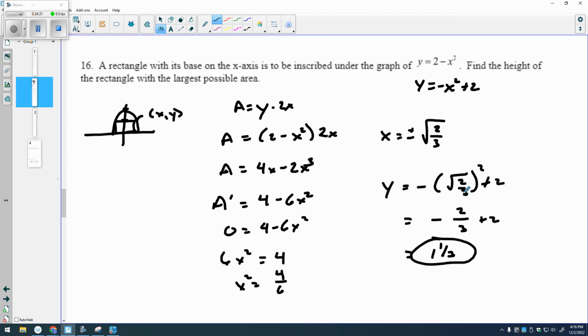It could have asked lots of questions. What is the largest possible area? Then I take those two values and plug them into here. I don't need the negative one. I would just take that value and that value and stick it into my area. Okay, but the question was find height. There's my height.